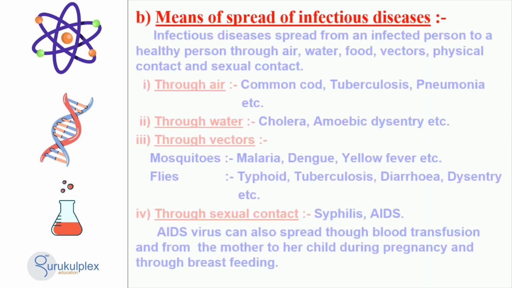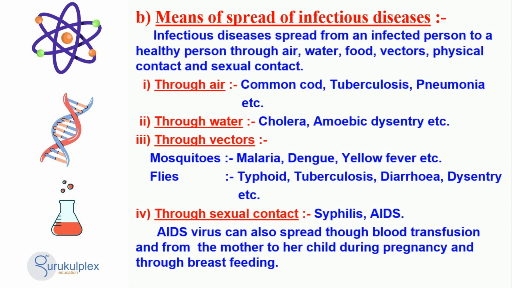Infectious diseases are a major threat to human health and can be spread through various means. Airborne viruses such as the common cold, tuberculosis and pneumonia can be transmitted when an affected person coughs or sneezes, and droplets carrying the virus remain airborne. Contaminated water can transmit diseases like cholera and amoebic dysentery, while vectors like mosquitoes can spread malaria, dengue, and yellow fever. Flies can spread diseases like typhoid, tuberculosis and diarrhea.